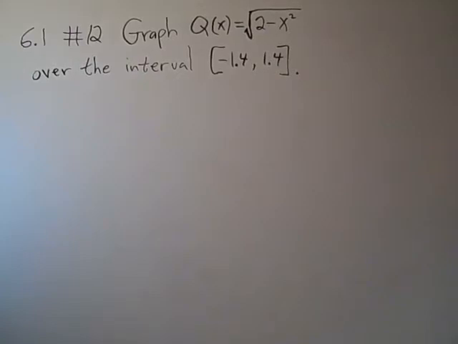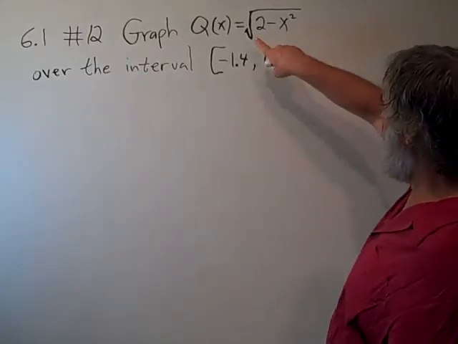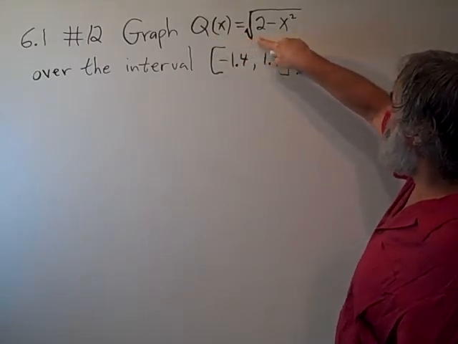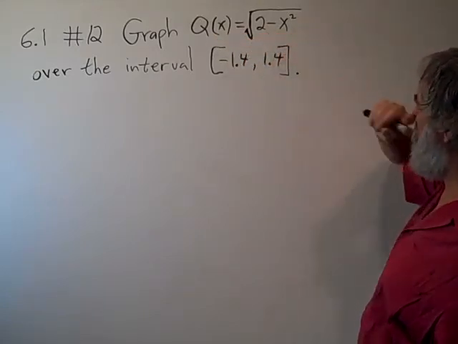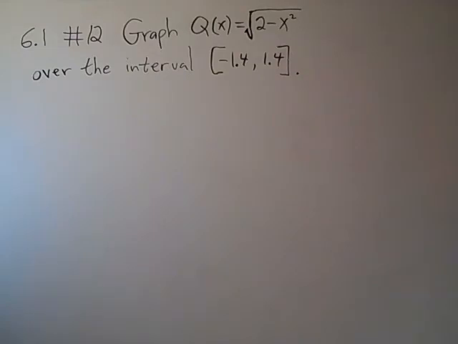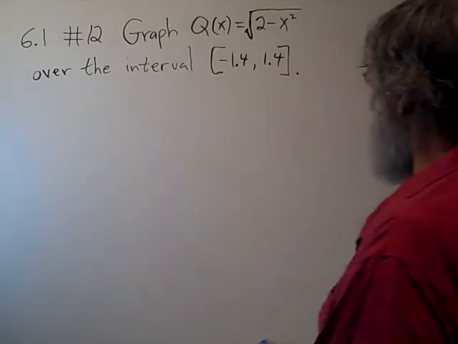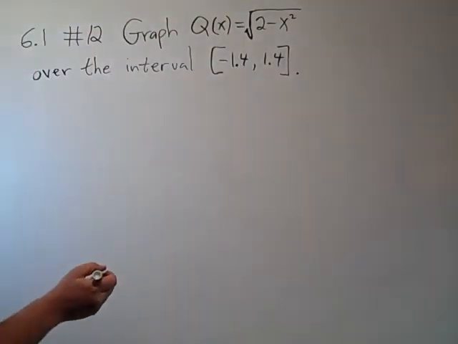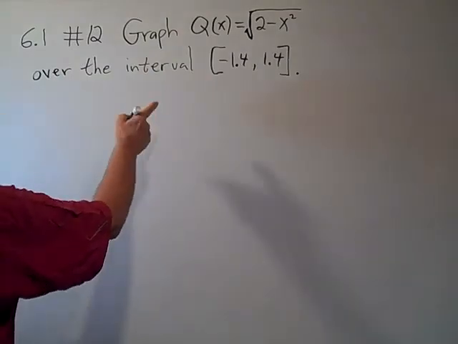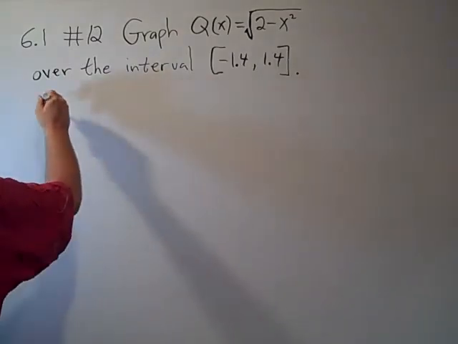Okay, here we're to graph the function q, defined by q of x equals the square root of 2 minus x squared over the interval from negative 1.4 up to 1.4. So let's just make a table of values between those two interval endpoints.